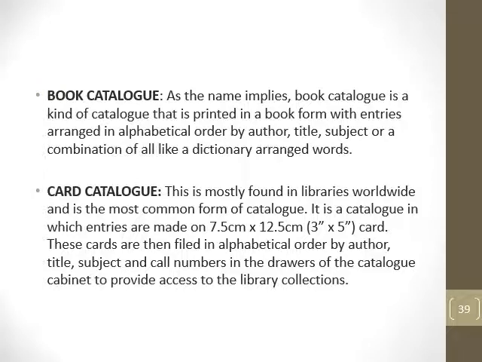For book catalog, as the name implies, it is a kind of catalog that is printed in book form, with entries arranged in alphabetical order by author, title, subject, or a combination of all, like a dictionary arranges words. While card catalog is mostly found in libraries worldwide and is the most common form of catalog, it is a catalog in which entries are made on 7.5 cm by 12.5 cm, that is 3 by 5 inch cards. These cards are then filed in alphabetical order by author, title, subject, and call numbers in the drawers of the catalog cabinet to provide access to library collections.